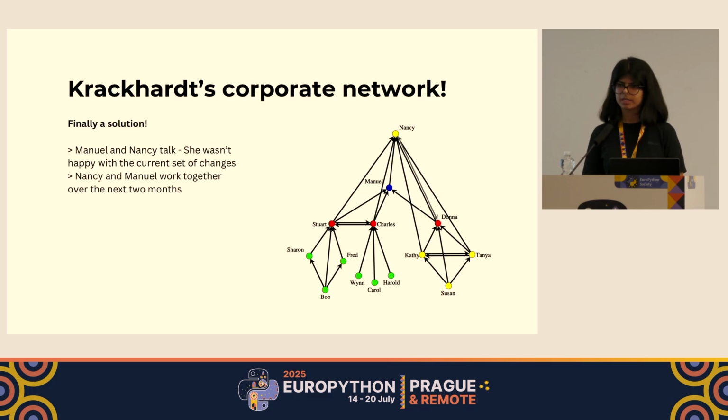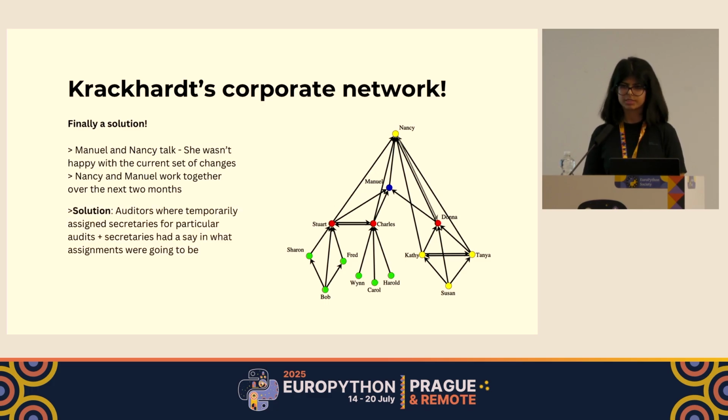And that's when they arrived on a compromise, which was that they will not remove the current idea completely of assigning secretaries to different auditors, but they will change it just a bit. In this case, the compromise was that secretaries do have a say what they want to work on, and the assignments would be temporary. So it's not that Katie is always assigned to Harold and Carol. They can change based on what project they're working on, how the situation is, and if they are sick or not, things like that.